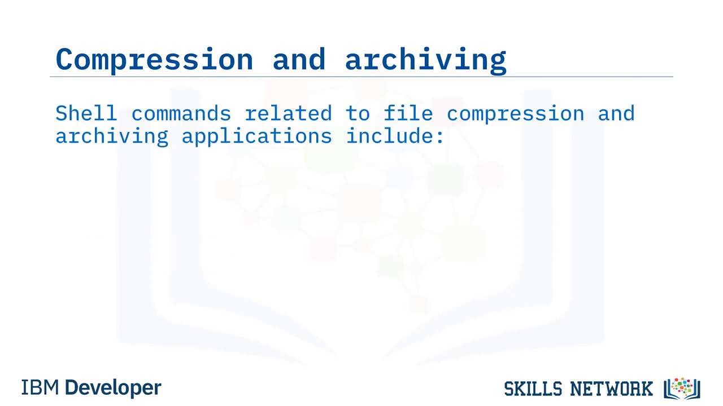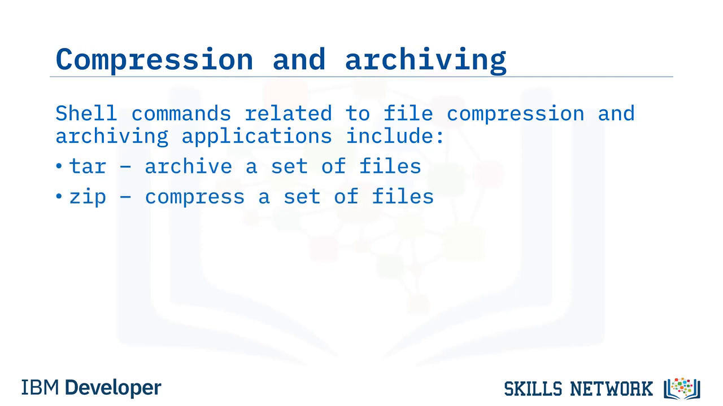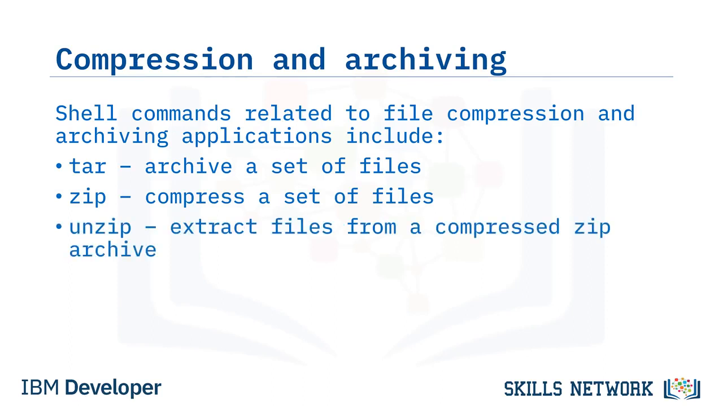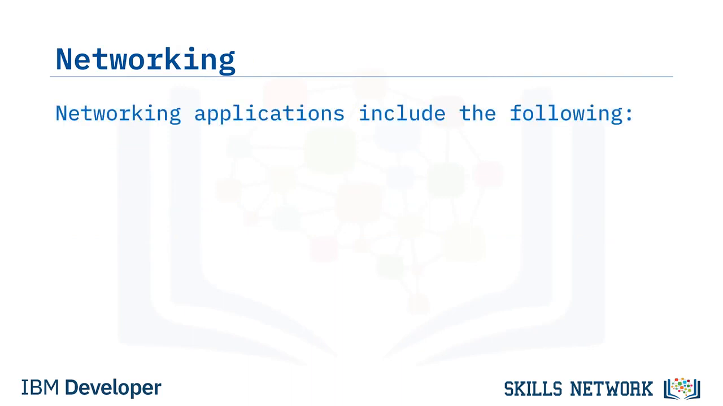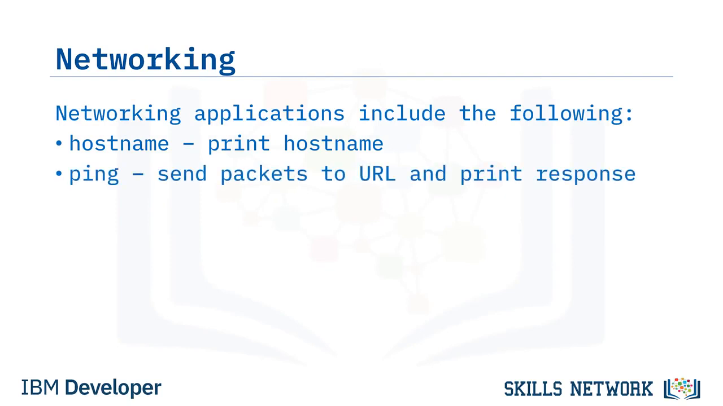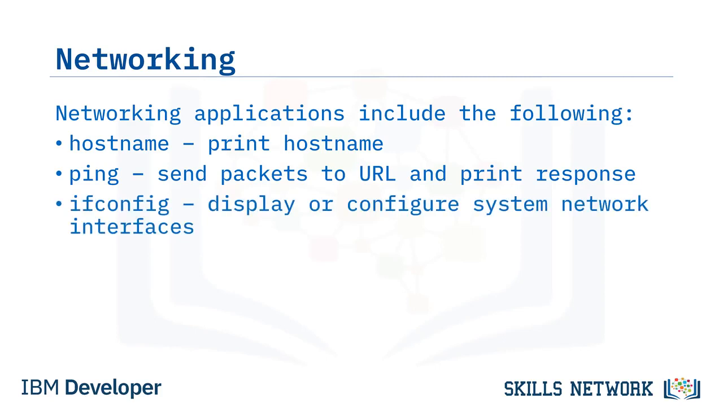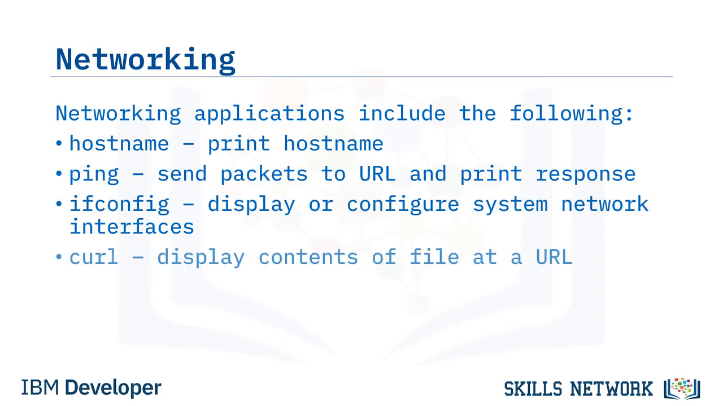Shell commands related to file compression and archiving applications include tar, which is used to archive a set of files, zip, which compresses a set of files, and unzip, which extracts files from a compressed or zipped archive. Networking applications include the following: hostname prints the host name, ping sends packets to a URL and prints the response, ifconfig displays or configures network interfaces on the system, curl displays the contents of a file located at a URL, and the wget command can be used to download a file from a URL.